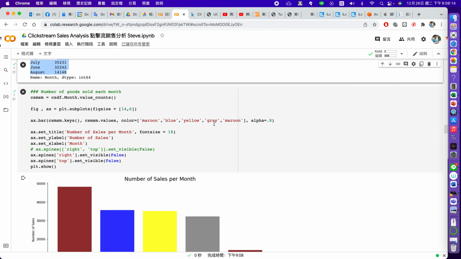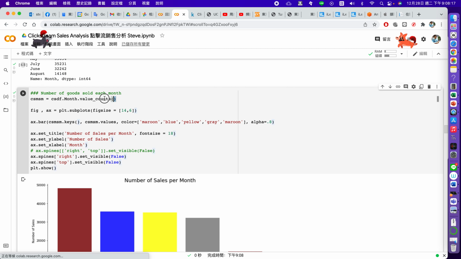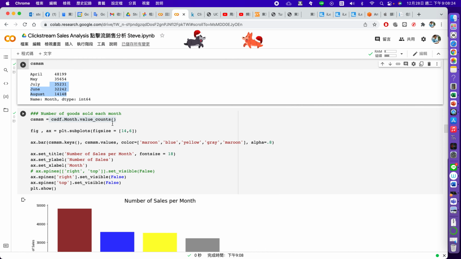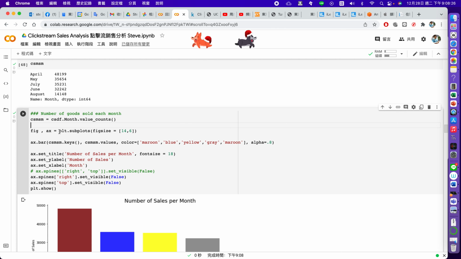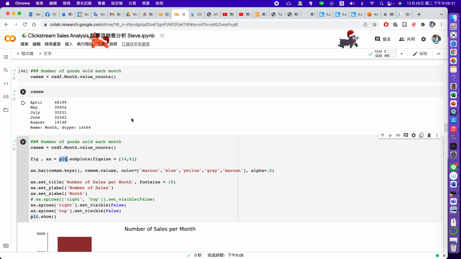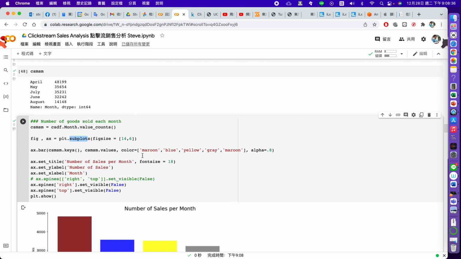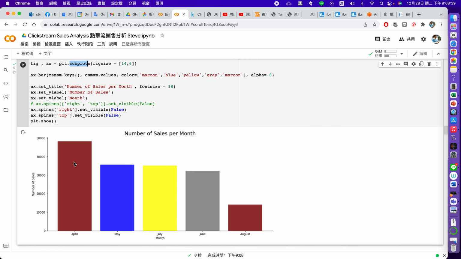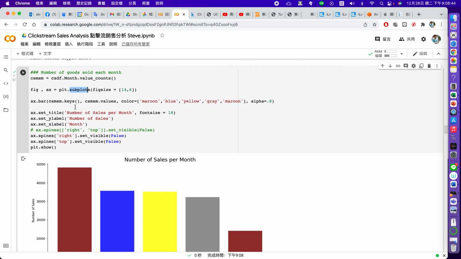So let me explain the source code here. We calculate the distribution, the numbers for each month. And then we use the plot, PLT is this one, okay? Matplotlib to draw a subplot. And the size is 14 by 6. And also we like to draw a bar chart.